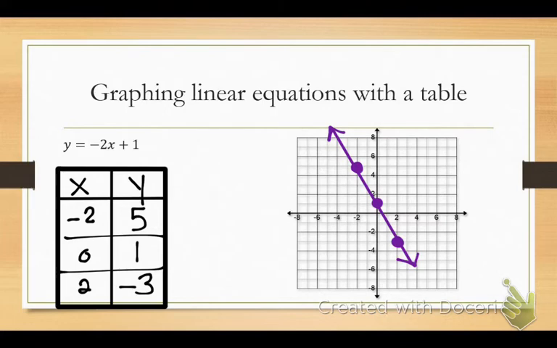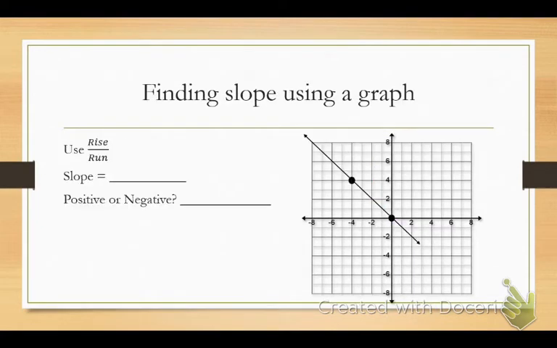And just based on the way my graph looks, how can I know that I'm probably correct? It's not zigzag or curved. It's a straight line, all right? And it's supposed to be a linear equation. All right, so graphing linear equations with a table. That's your first question. Now we're going to find slope.